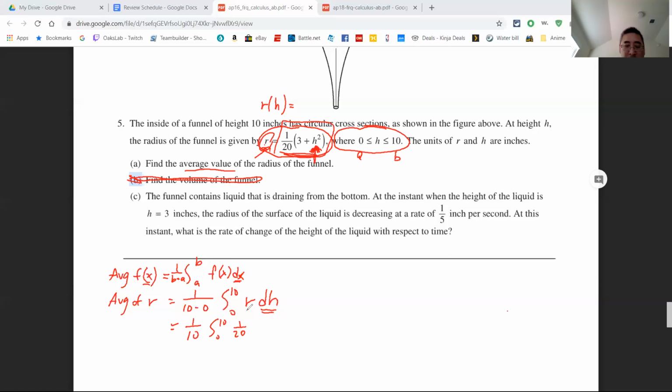So I'm replacing R with whatever is up here, which is 1 over 20 times 3 plus H squared. Okay, that is just a coefficient, so that's going to go in the front. So that's a 1 over 20 really, integral from 0 to 10 of 3 plus H squared dH, which is going to be, I'm going to go ahead and integrate. So what would 3 be if you integrate that?